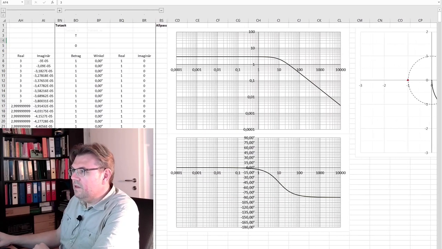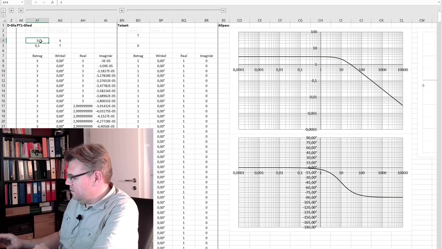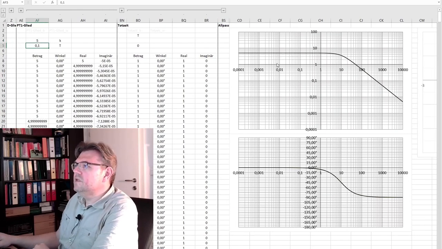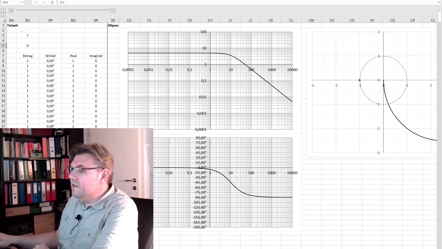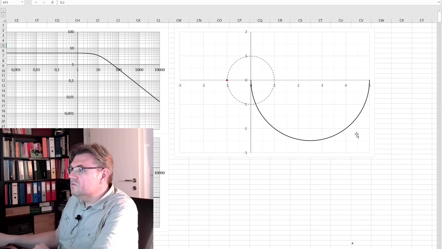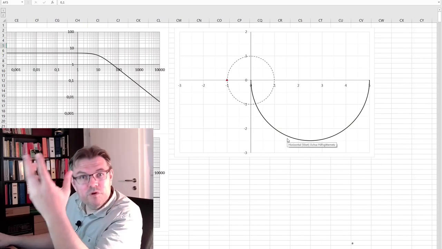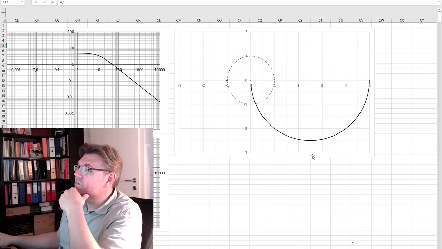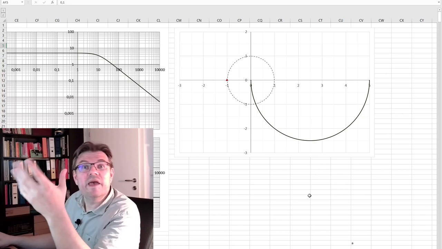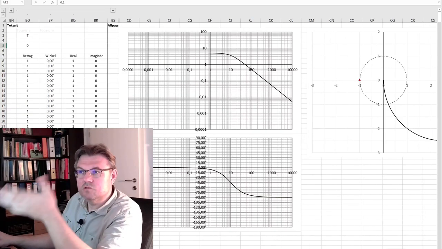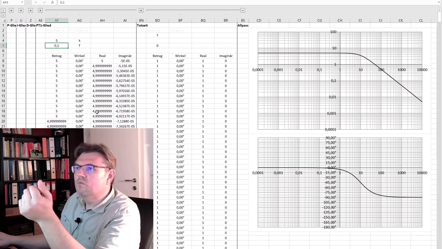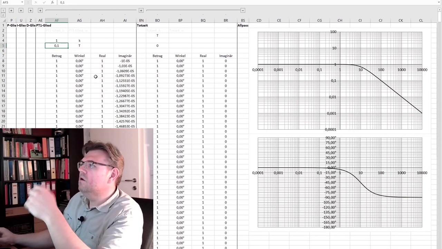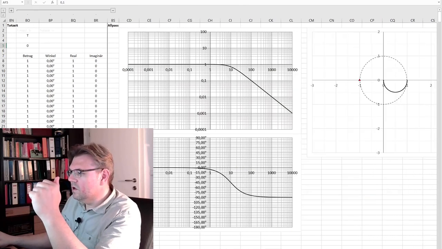We can change something in here. If we change K to 5, let's say, then we see we simply shift it up in the Bode plot. In the Nyquist plot, we make this half circle, which represents the PT1 element, a little bit bigger, simply scaled by the scale factor. If we have K at 1, we shift it down, and this is now really tiny.